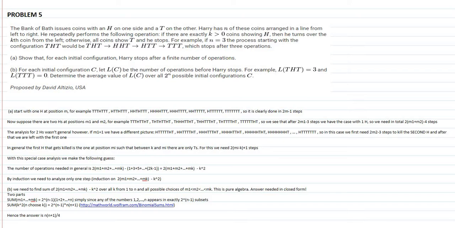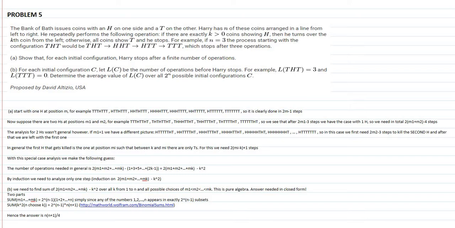You have a sequence of length n consisting of letters T or H, which is like coins, heads or tails. And you perform the following operation. When you have a positive number k of coins showing H, so if it's not 0, then you turn over the kth coin from the left. Otherwise, if k is 0, meaning all coins are T, then you stop. The first part of the exercise is to show that you always have to stop after a finite number of operations. So let's see first how it looks in an example.